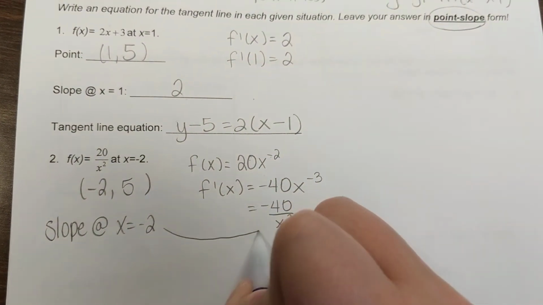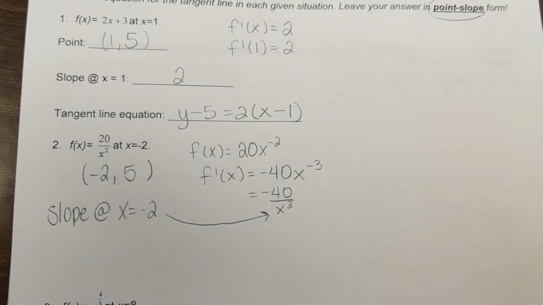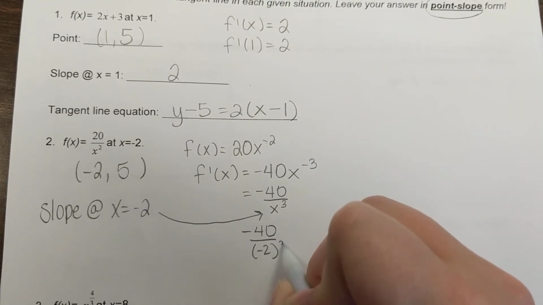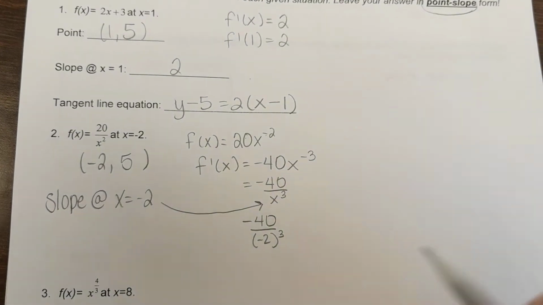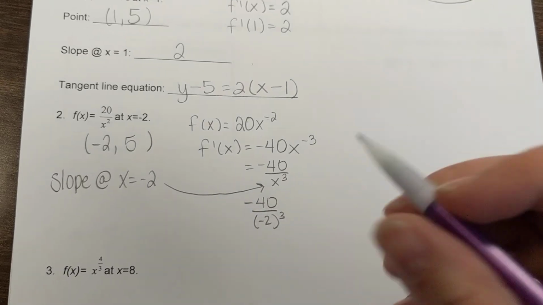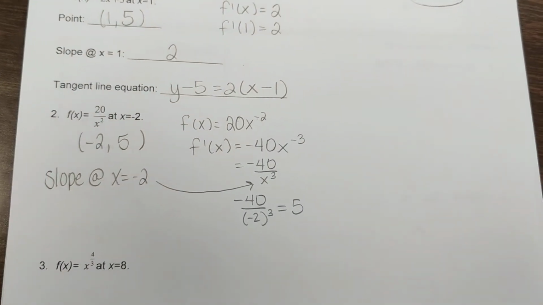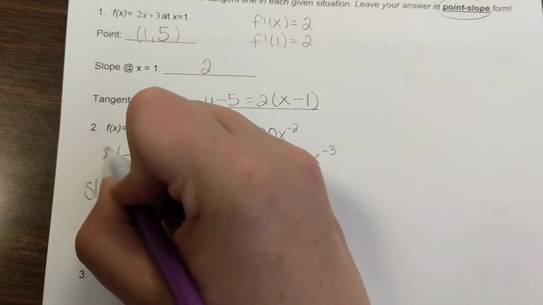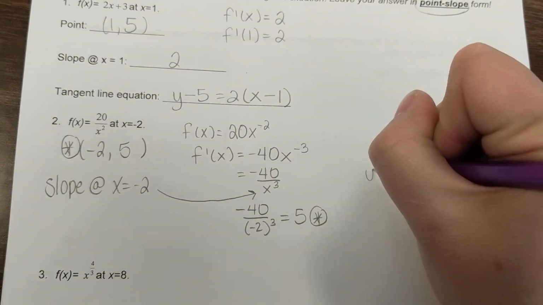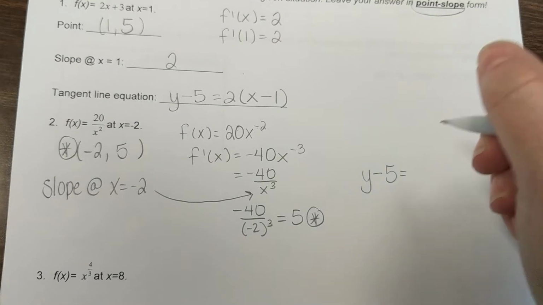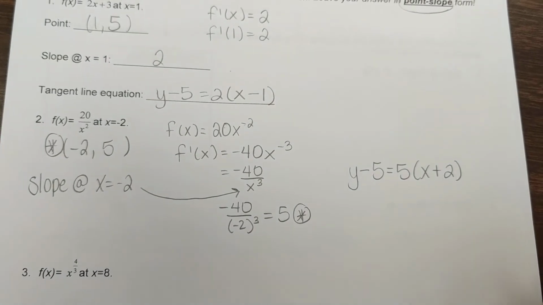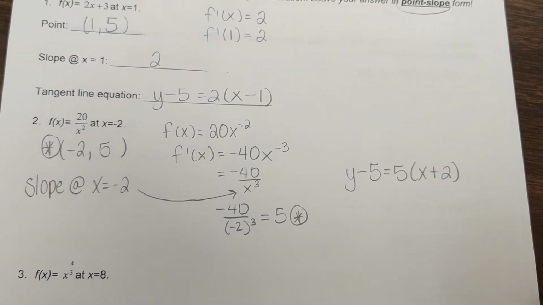And now I look back over here and I know I'm supposed to find the slope at negative 2. So now we need to do negative 40 over negative 2 cubed. So negative 2 to the third power is negative 8. Negative 40 divided by negative 8 is 5. So now I've got my point, I've got my slope, that's everything I need to know. So my equation of my tangent line, y minus y1 equals m times x minus x1. And you can leave it as minus negative 2, but I changed it to plus.